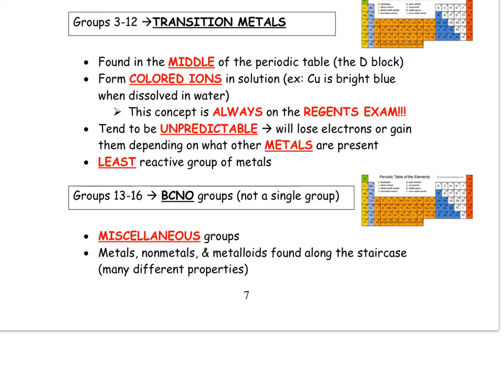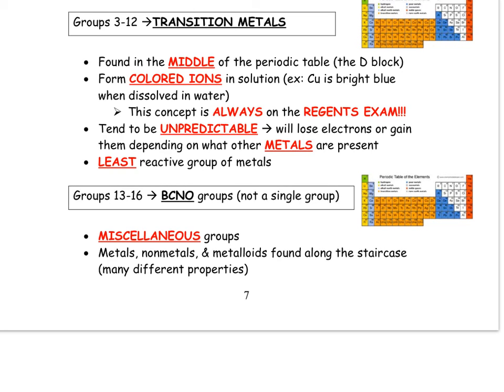They tend to be a little bit more stable than the group 1s and the group 2s. Like, if you think about it, gold is a transition metal. It's a beautiful color, right? If gold is a transition metal, it is very unreactive. That's why, when you get something pierced, you use 24 karat gold, because it doesn't react, doesn't bother your ears.